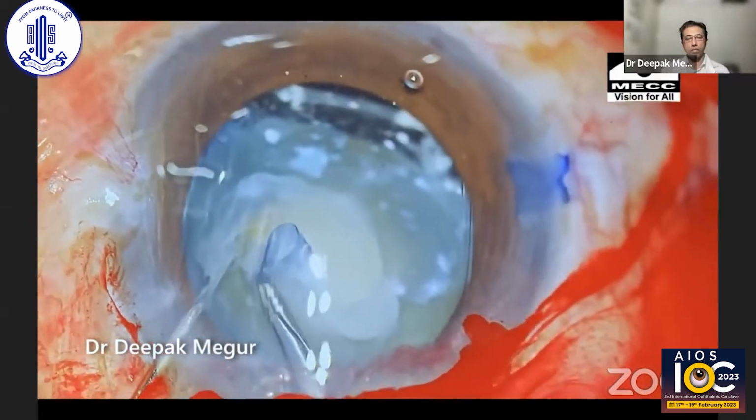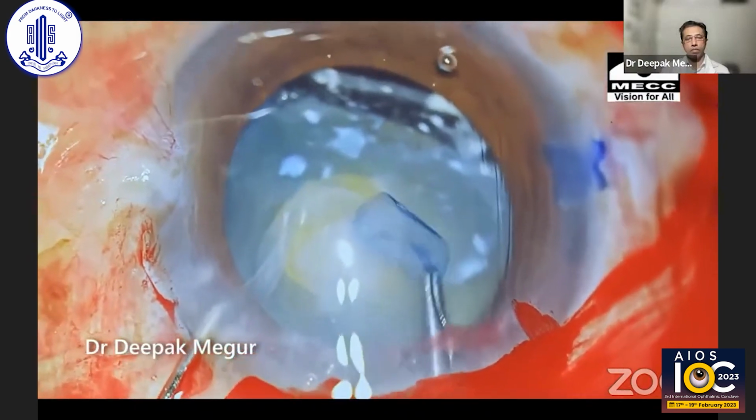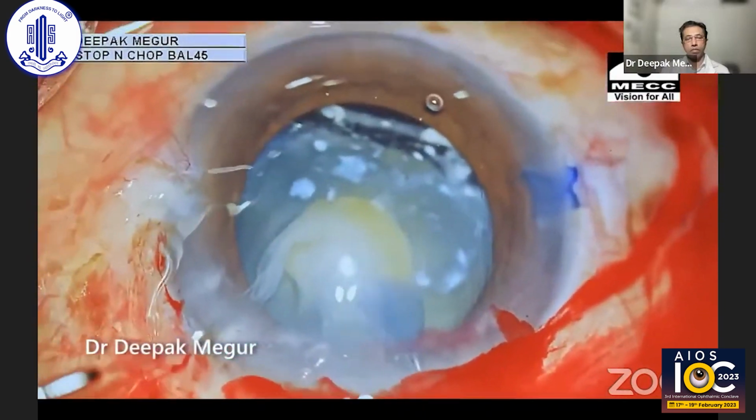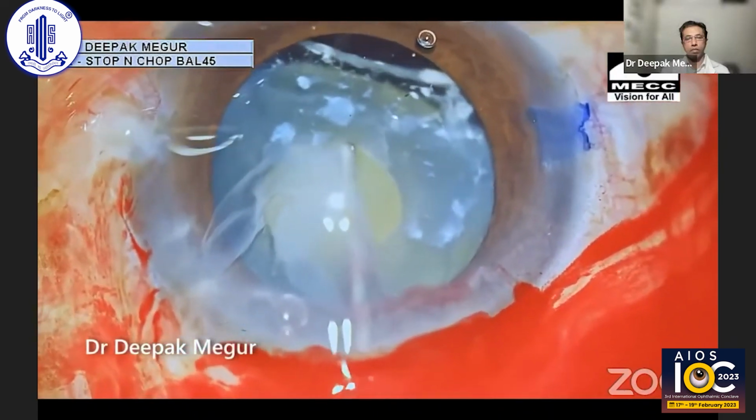Well, this was the most critical step of the surgery because this gives me an opportunity to place the CTR inside now itself. By putting the CTR inside, it's going to stabilize the bag.